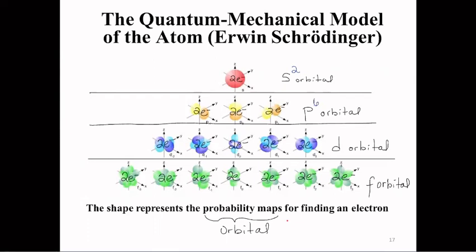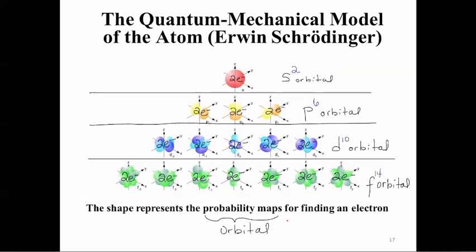How many do you think are going to be the maximum that can be held by a d orbital? Great job, 10. What about an f orbital? Excellent, 14. For those students who are wondering where you are getting that 10 and that 14: the 10 is just 2 plus 2 plus 2 plus 2 plus 2. For the 14, again, we have 2 electrons, 7 times, that's where we got the 14, okay?